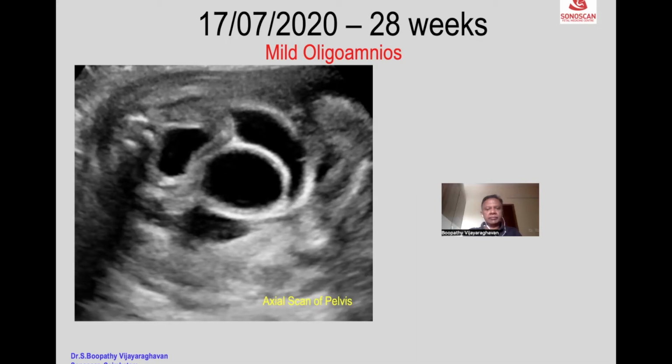Hi, this is another case scenario in image to diagnosis. This was an axial scan of the fetal pelvis at the gestational age of 28 weeks, which showed mild oligohydramnios. And this is the axial scan of the pelvis. You see fetal ascites, and you see two cystic structures in the fetal pelvis.